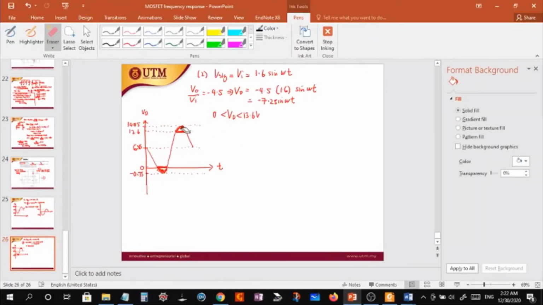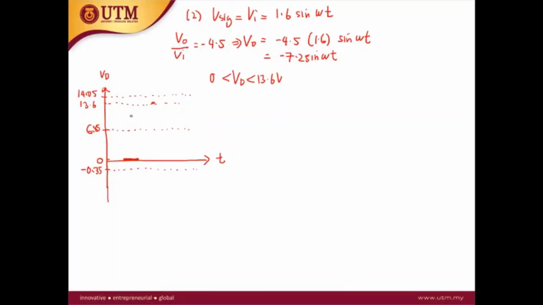Okay, so the graph will be something like this. You will not have a clean sine wave, so you will get something like this. Okay, this is at the drain.